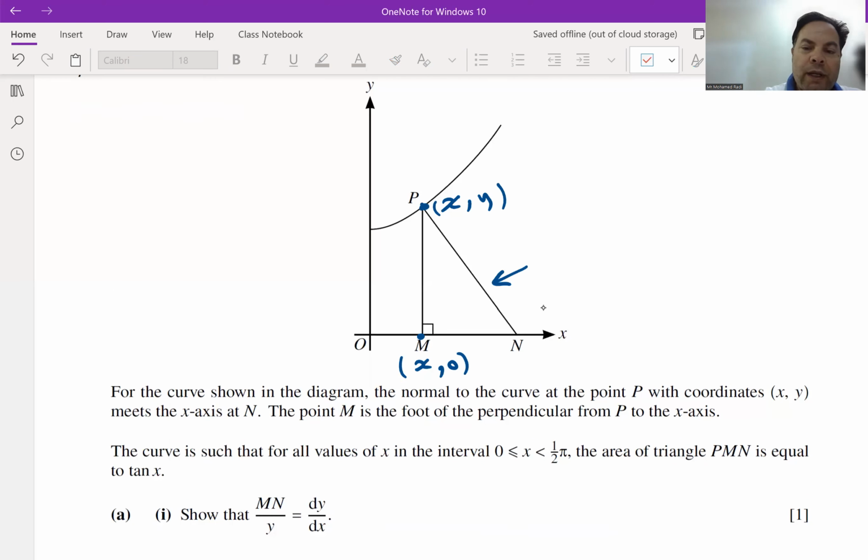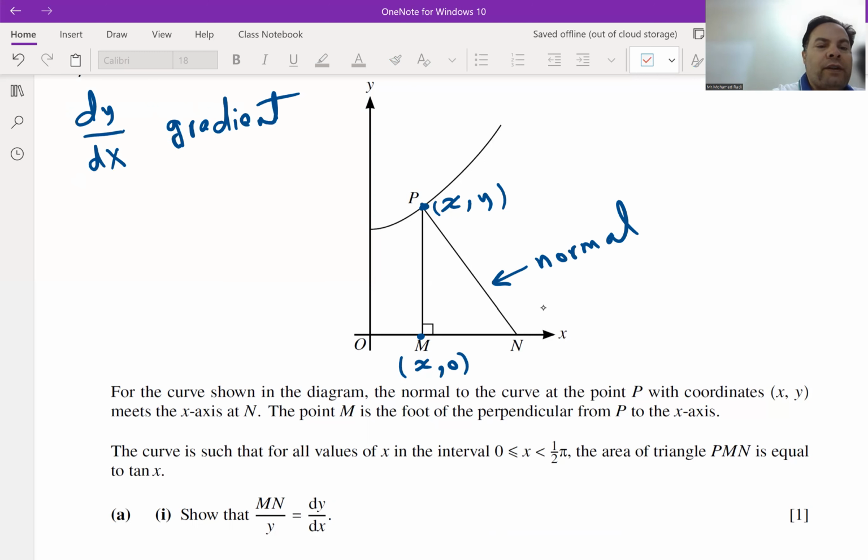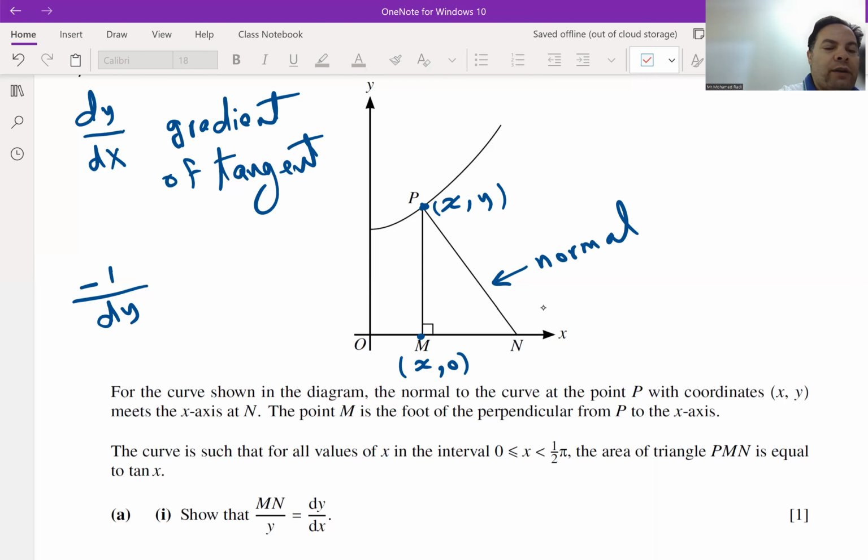PN is the normal. What is the gradient of the normal? The gradient of the tangent is dy by dx. So the gradient of the normal will be the negative reciprocal, negative 1 over dy by dx. This is the gradient of the normal.